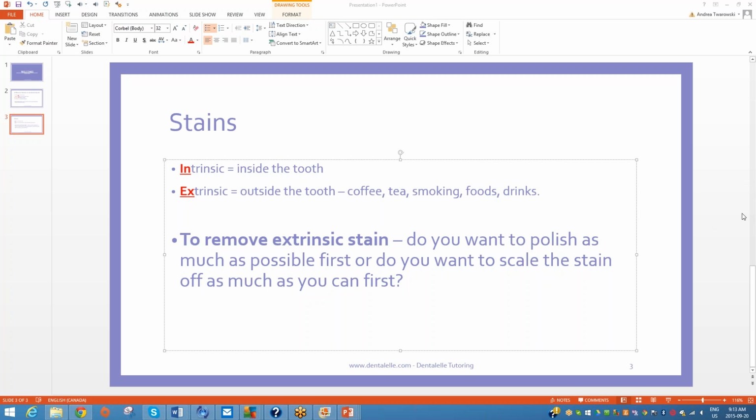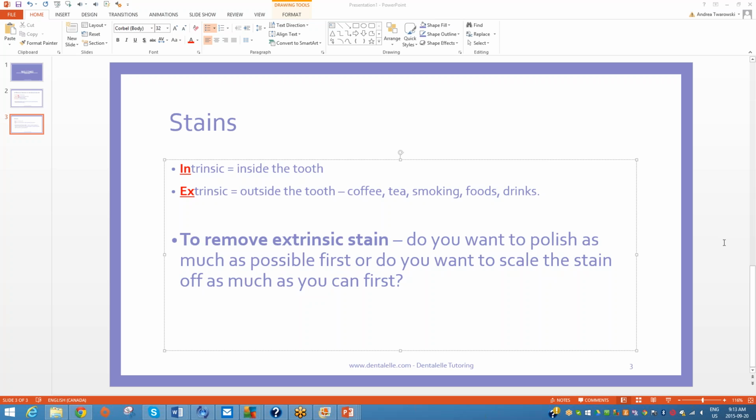So Diane, thank you for answering. So Diane says here you want to scale as much as possible, and this is true. And this is because they actually say that when you polish, you're removing a little bit of the enamel, and you don't ever want to do that. When you scale, you do the same thing, but it's kind of in a different way. It's hard to explain. So what the board exam wants you to think and know is you want to use your instruments as much as possible first.